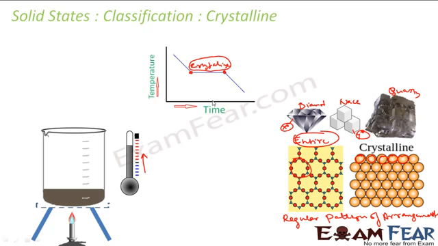Also, they are anisotropic in nature. When I say anisotropic, that means their physical properties, like electrical resistance and refractive index, those kinds of properties, show different values when measured across different directions of the same crystal. For example, in this case itself, you try to measure electrical conductivity in this direction.